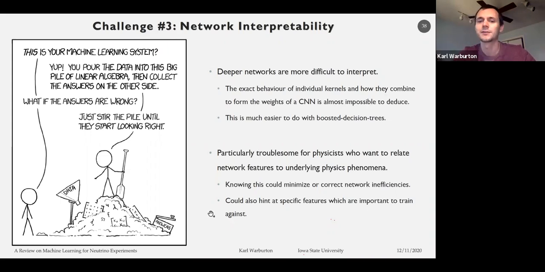Again, physicists are particularly worried about this because we want to relate the known network features to underlying physics phenomena, in order to minimize or correct network inefficiencies, and also to try and figure out specific interaction topologies that the network is using to perform its identification. One example is if it's doing very well at identifying muon decays, you want to check that it's looking for the Bragg peak that you see right at the muon decay.